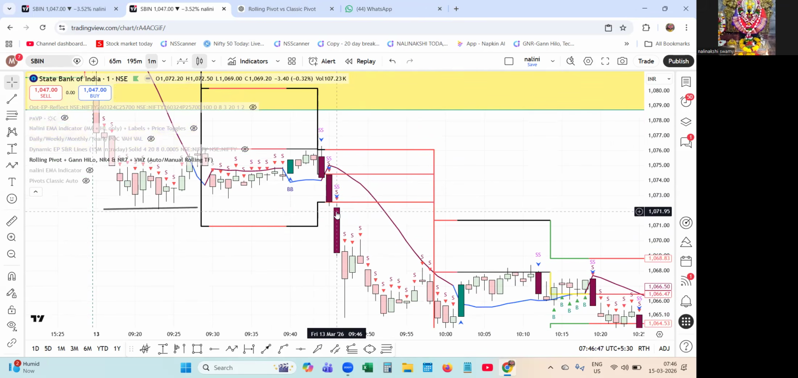So this way you can trade better, friends. This is the story unfolding of my rolling pivot versus the classic dead pivots.